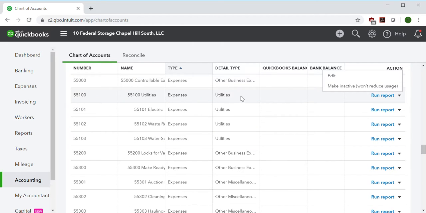The chart of accounts I usually set up before your property opens. Hopefully it always gets set up before your property opens.